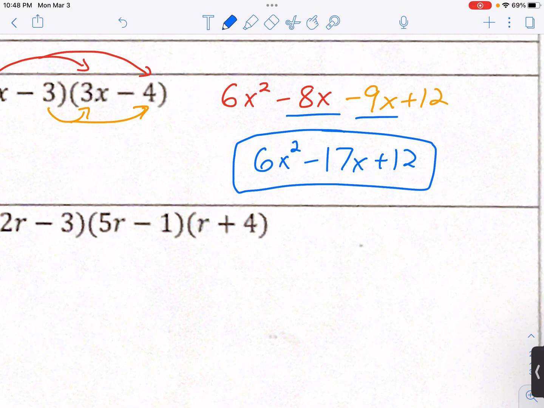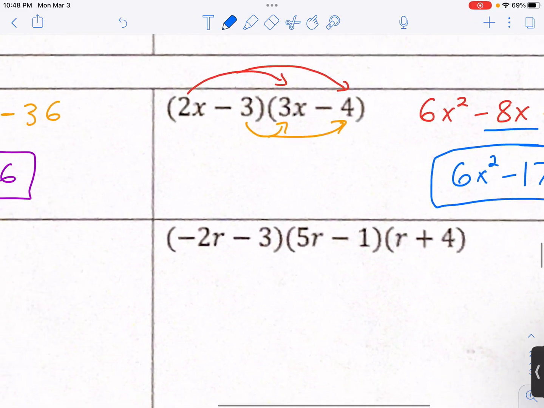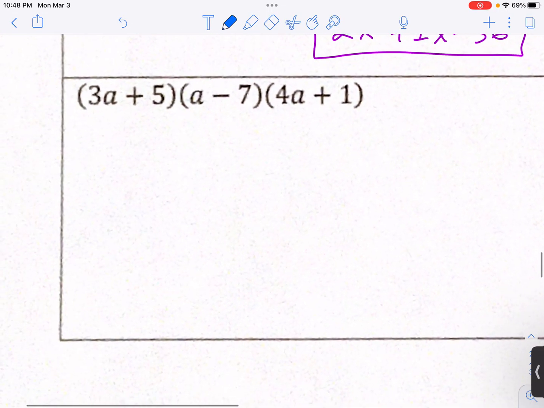All right. Let's go on to the next one now. Again, just double checking my work. All right, looks like we are all good. All right, going on to this one.